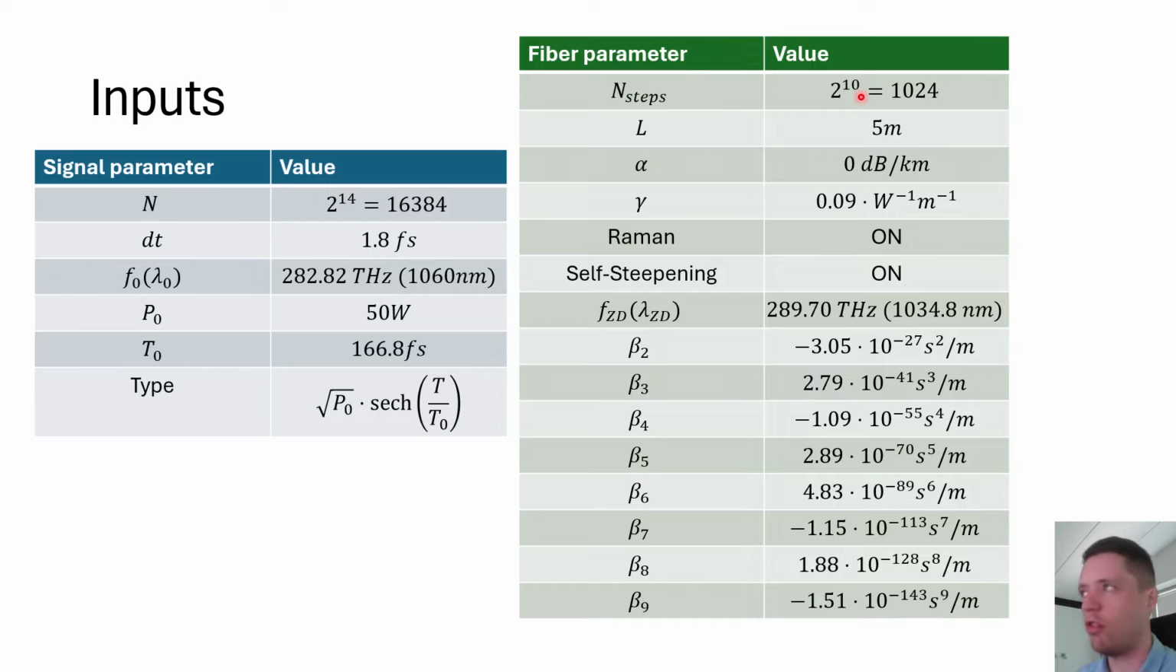Anyway, these 5 meters of fiber are split into around 1,000 steps in the z direction. So the smaller the steps, the more accurate the simulation, and it should hopefully avoid any numerical errors. Both the Raman effect and self-steepening are turned on, and the beta 2 parameter right here is negative. That's quite important because it tells us that the pulse will initially experience anomalous dispersion where blue light moves faster than red light. And this also has implications for phase matching, as we'll see in just a moment.